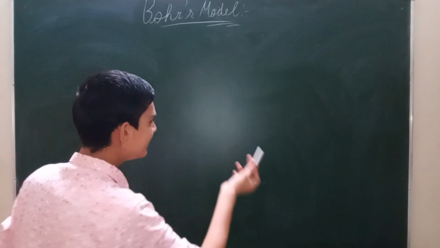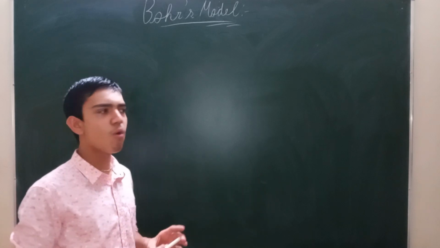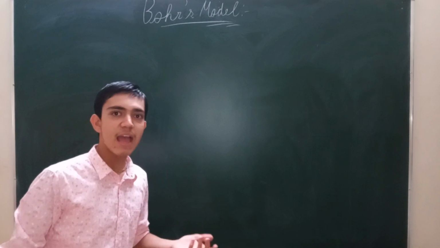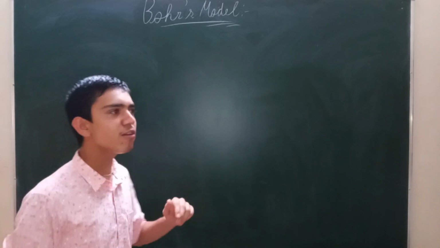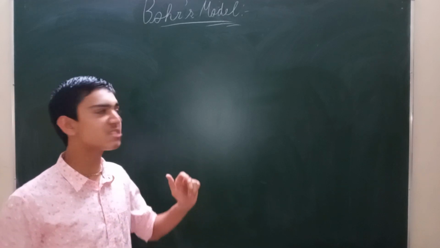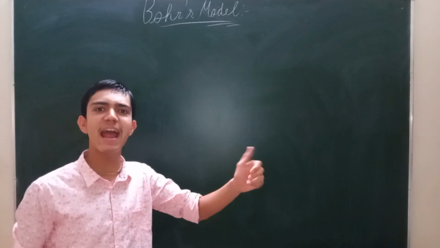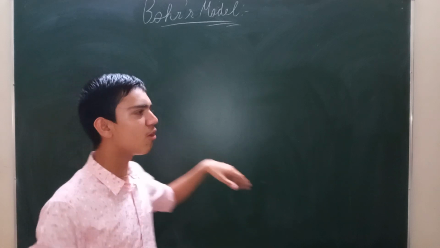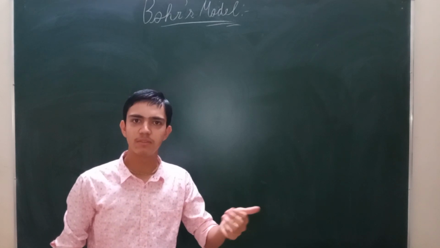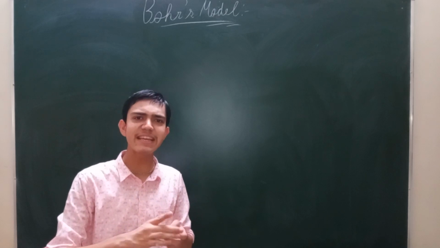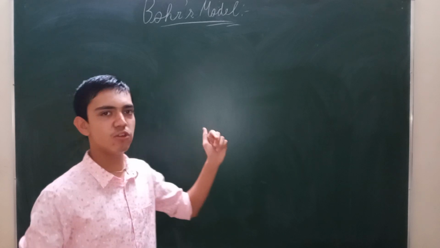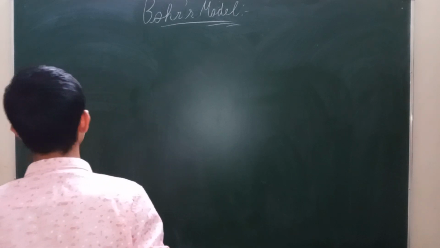So, Bohr's model. There were a lot of scientists who gave models of atomic structure, for example J.J. Thomson. But one of the greatest scientists, Niels Bohr, gave the most accurate model, which can explain the atom. This model was mainly for the hydrogen atom because it has a single electron. This model was only for single-electron atoms. That's why sometimes people call it Bohr's model of the hydrogen atom. So let's start the theory part.